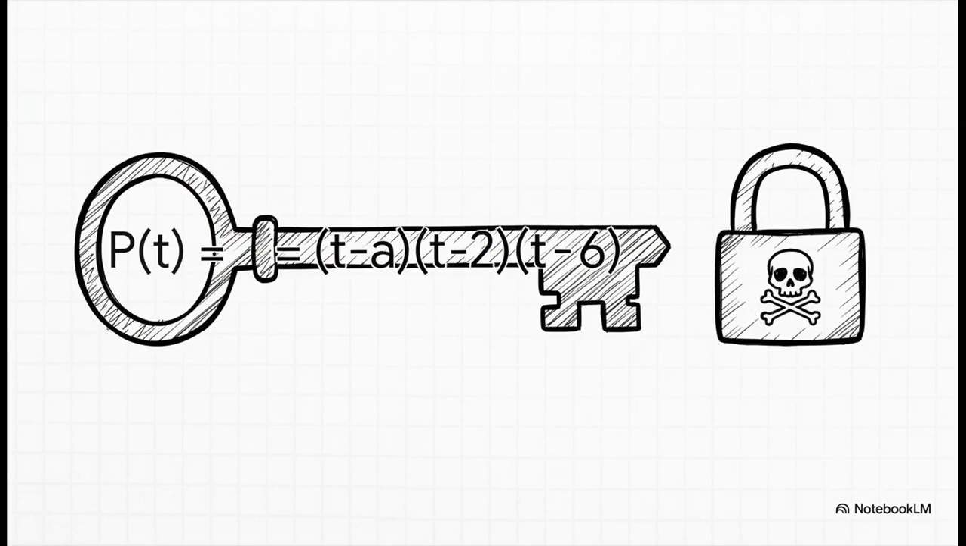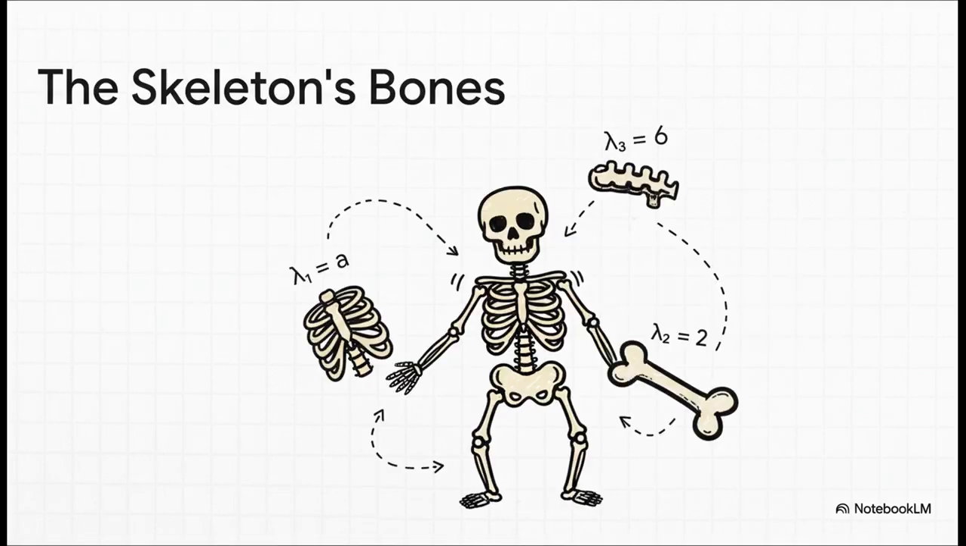So how in the world do we find these things? Well, it takes another piece of code, the characteristic polynomial. Think of this as the key that unlocks the skeleton. By figuring out where this polynomial equals 0, we can find the eigenvalues, the exact stretching factors. And here they are. The solutions, or roots, of that polynomial give us our eigenvalues, a, 2, and 6. These are the fundamental bones of our transformation's skeleton. And if they're all different from each other, we have a nice, complete skeleton.